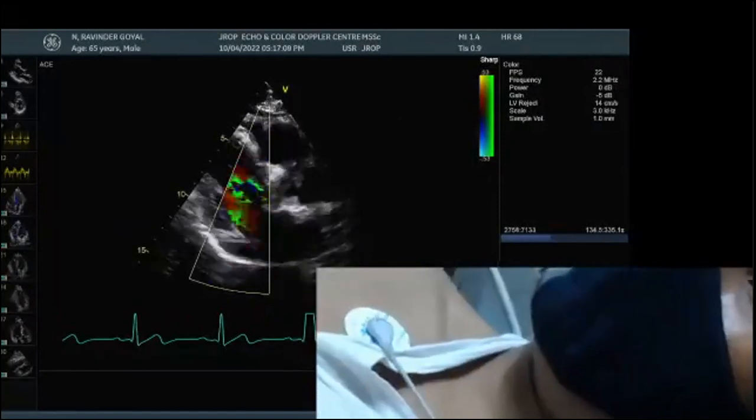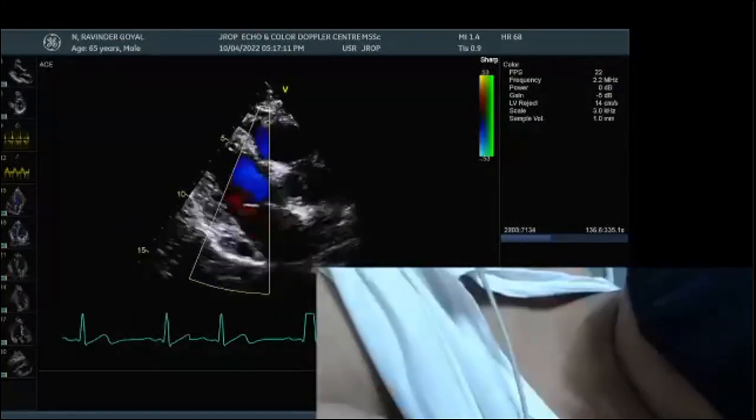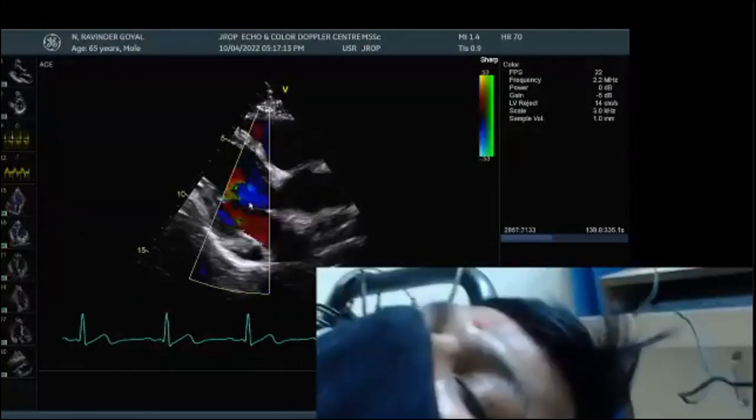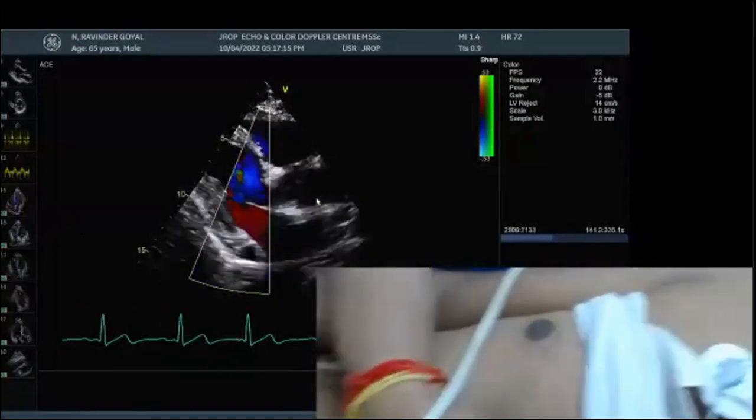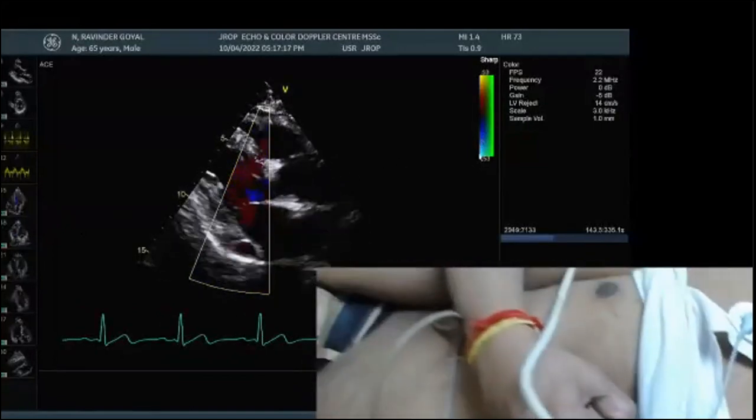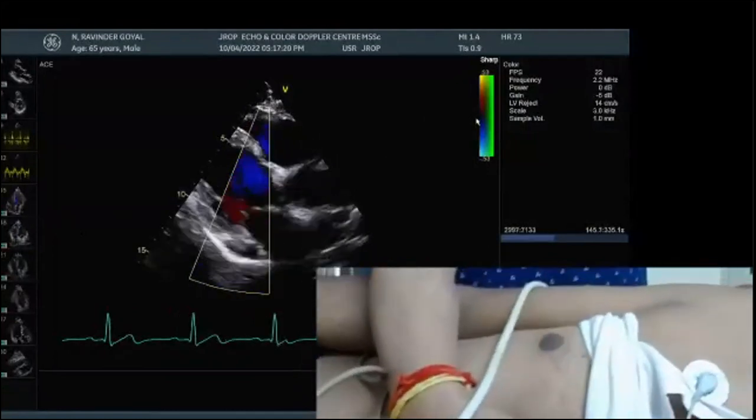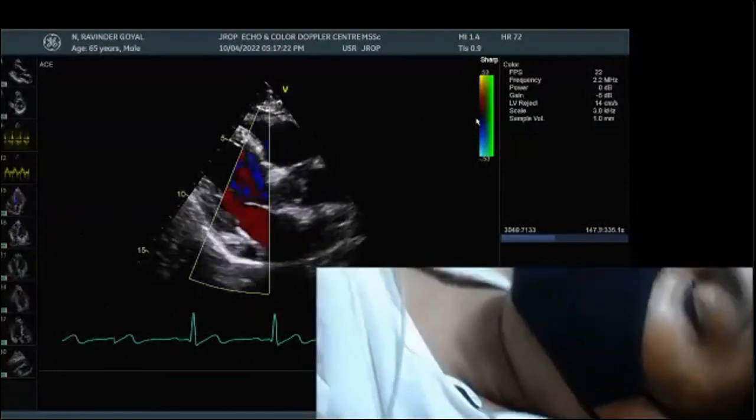If we increase the Nyquist limit or decrease the Nyquist limit, these colors will be affected to a large extent. So what we do, we always keep this Nyquist limit between 50 to 60. Now, how do we adjust this Nyquist limit?